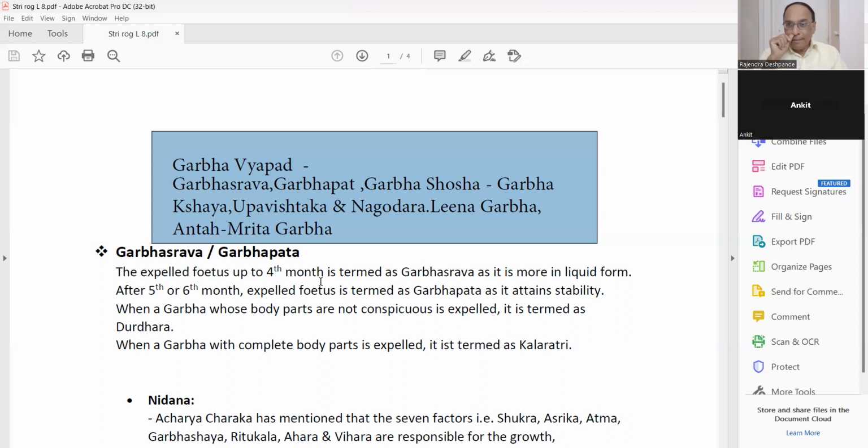Seventh chapter. Sutika Vijnana. After delivery, Sutika, puerperal period. Sutika Vijnana. What is Sutika? Sutika Paribhasha, definition. Sutika Kala.